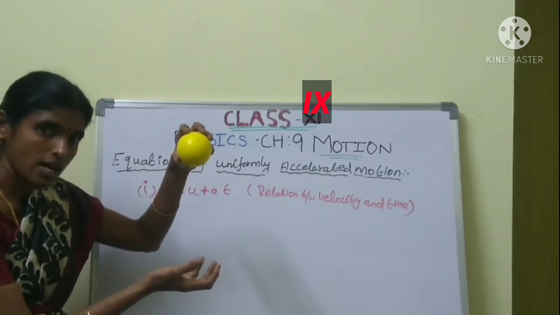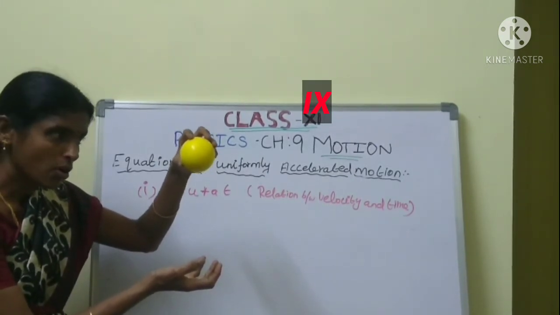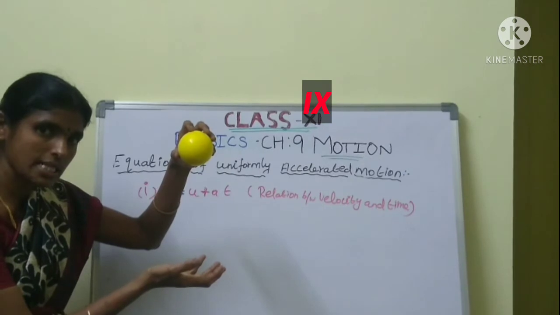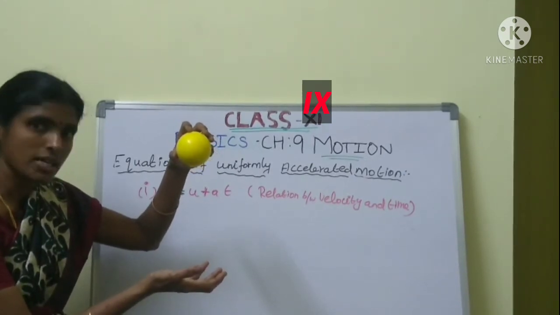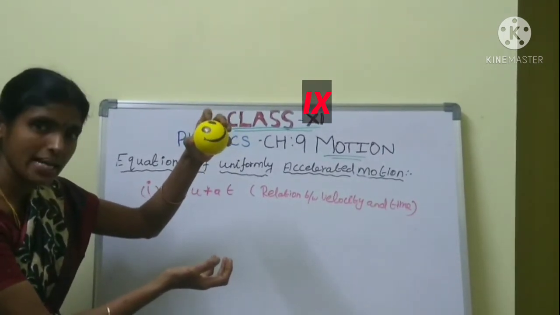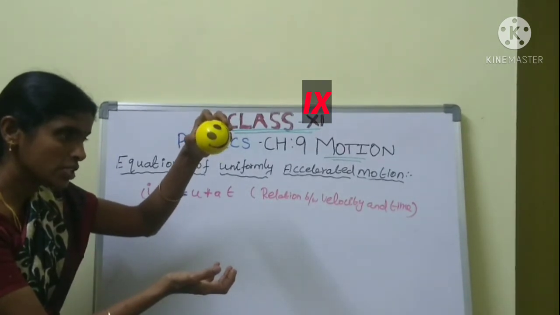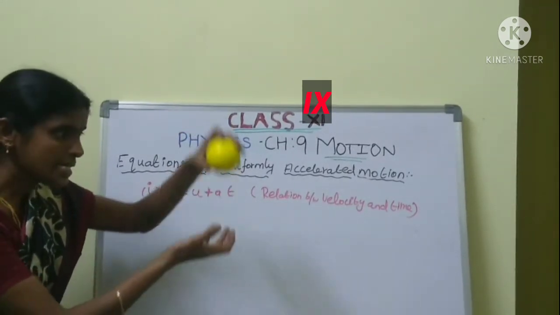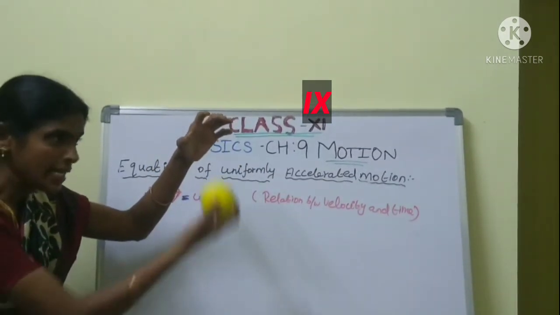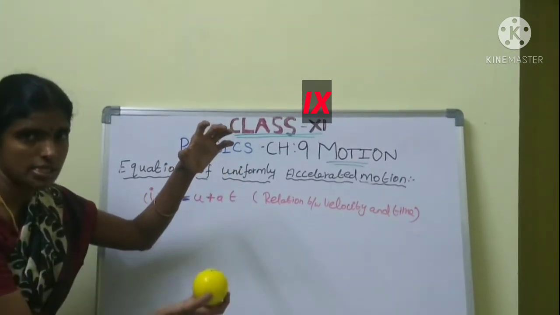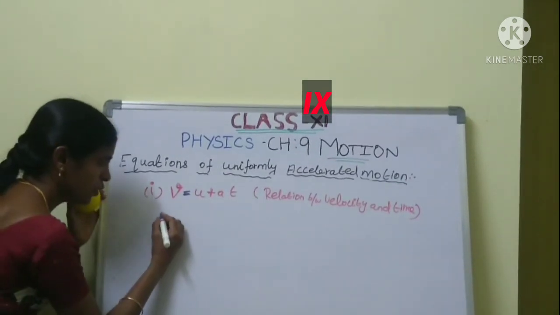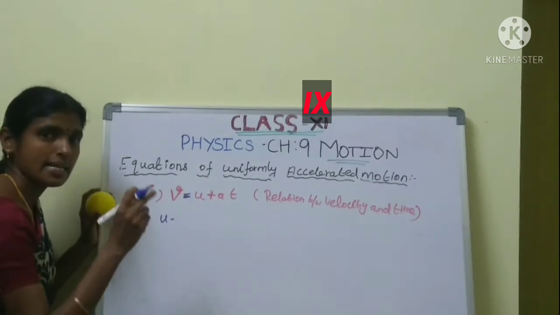Now the ball is moving and increasing its velocity. Whenever I leave the ball, it is going to increase its speed to attain the final velocity. Are you clear? Whenever we leave the ball from my hand, it starts from the initial velocity to reach the final velocity. This is the initial velocity, this is the final velocity. With the time interval, the speed or velocity increases. So here we can write, u is the initial velocity of the object.